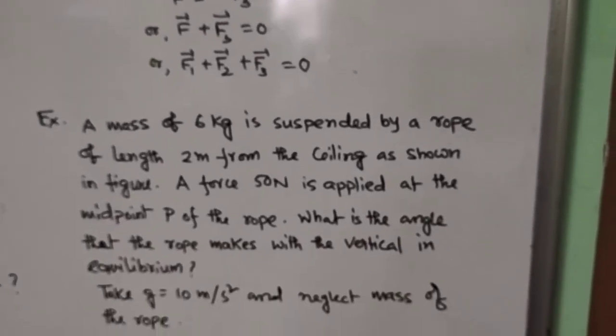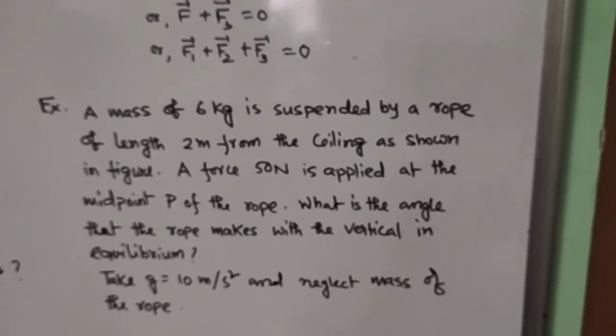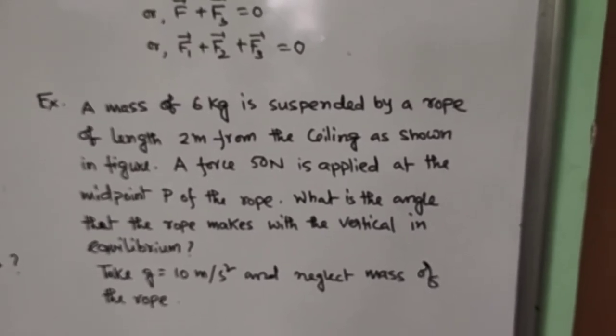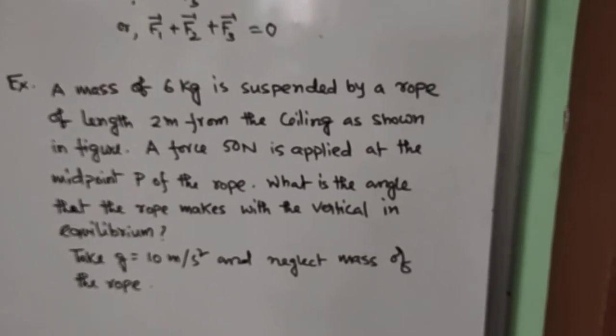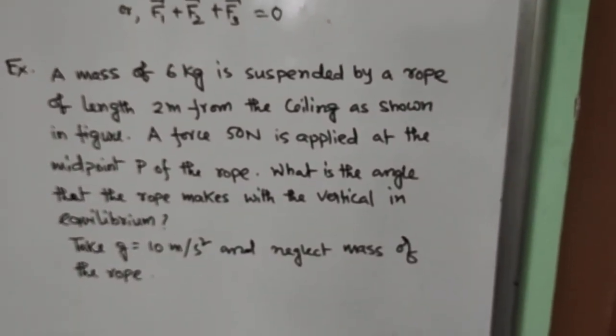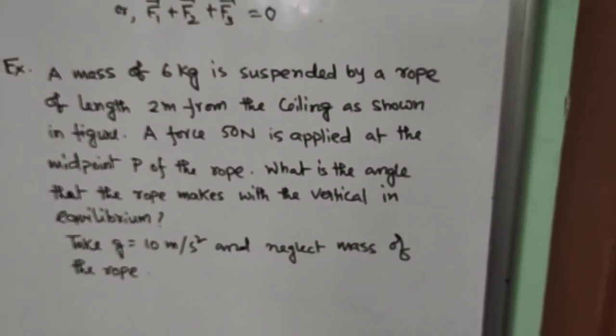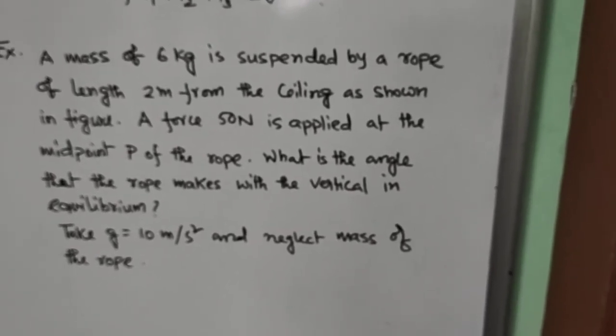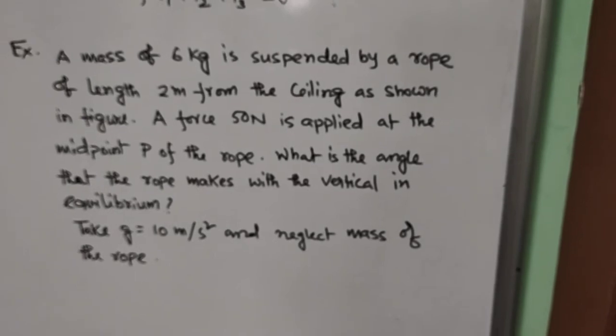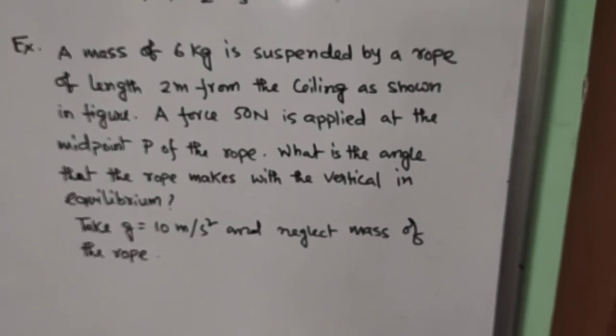And the numerical is like this: a mass of 6 kg is suspended by a rope of length 2 meter from a ceiling as shown in the figure. A force of 50 Newton is applied at the midpoint P of the rope. What is the angle that the rope makes with the vertical in equilibrium? Take g equal to 10 meter per second square and neglect the mass of the rope.